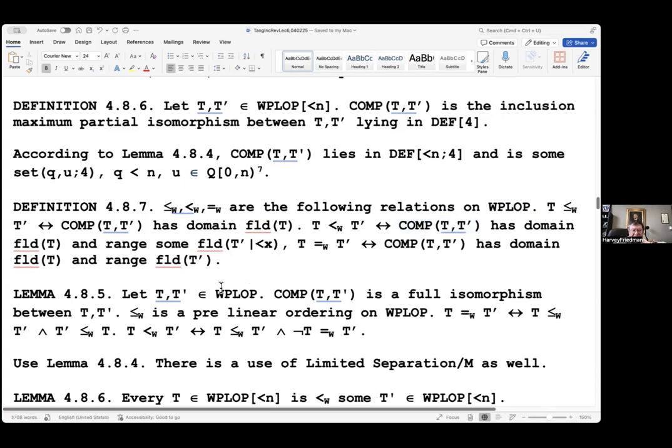All right. Now, if you have two of these well-founded gadgets, and comp is a full isomorphism, that's all from clear, but also less than or equal to omega is a prelinear ordering, as you'd expect. And isomorphism is equivalent to being less than or equal both ways. I guess this actually does require proof, which I give in the manuscript. All right, so all of this is highly expected.